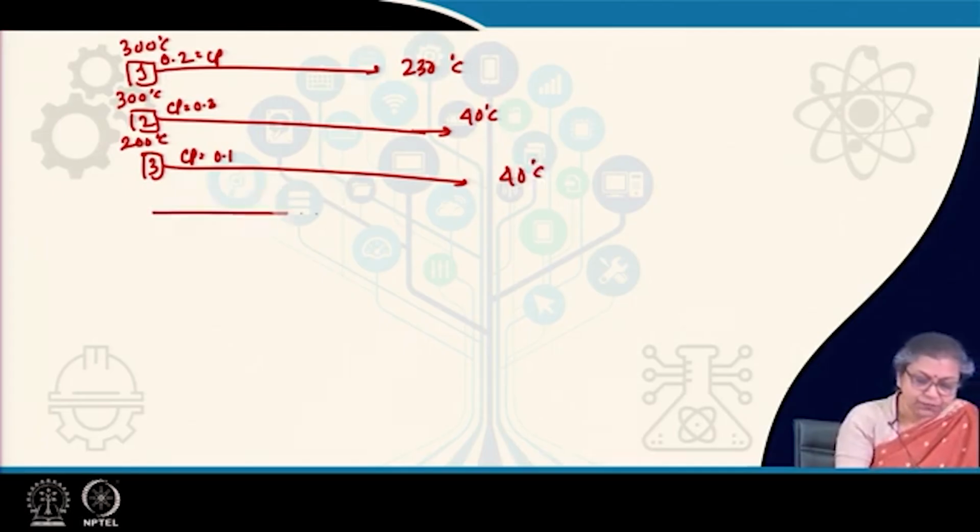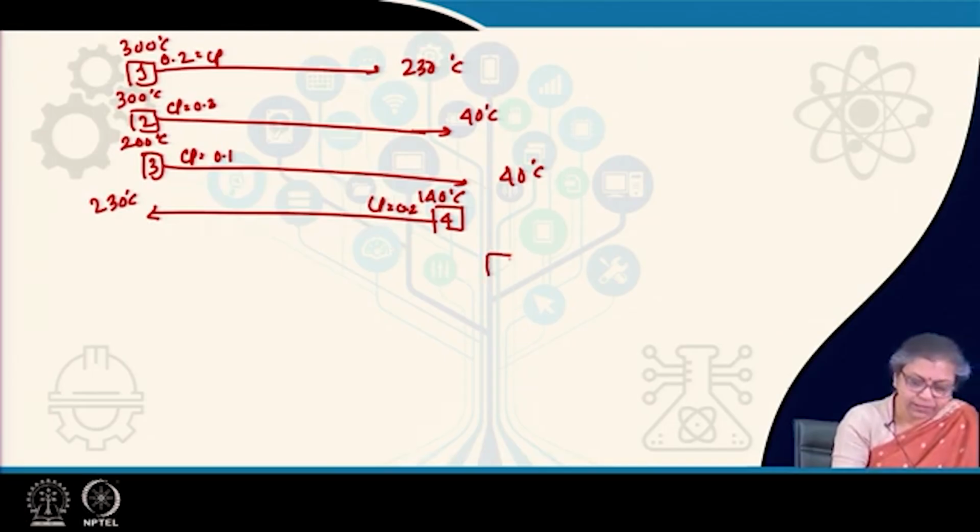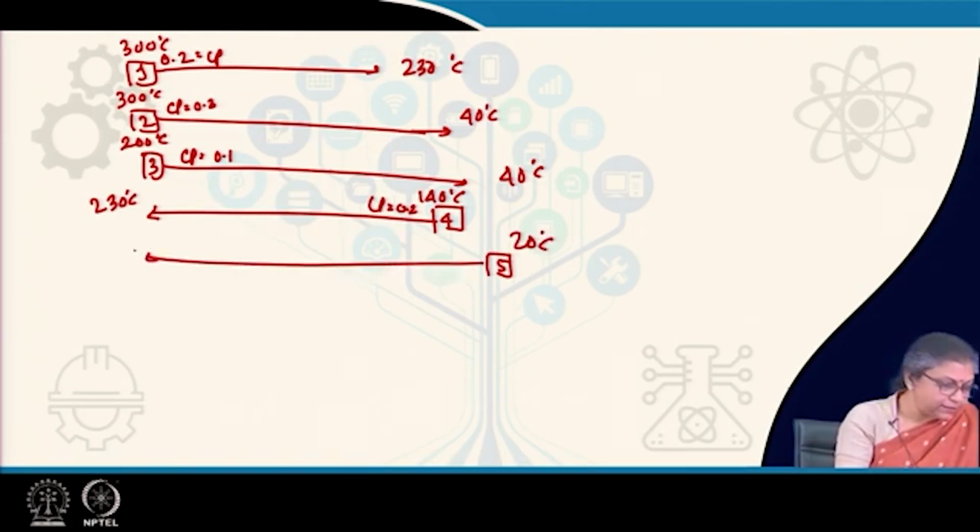Next we have one more stream, the cold stream in this particular case. This is stream 4, which starts from 140 degrees centigrade and comes to 230 degrees centigrade, the Cp equals 0.2. Then we have the fifth stream which starts from 20 degrees centigrade and comes till 180 degrees centigrade.